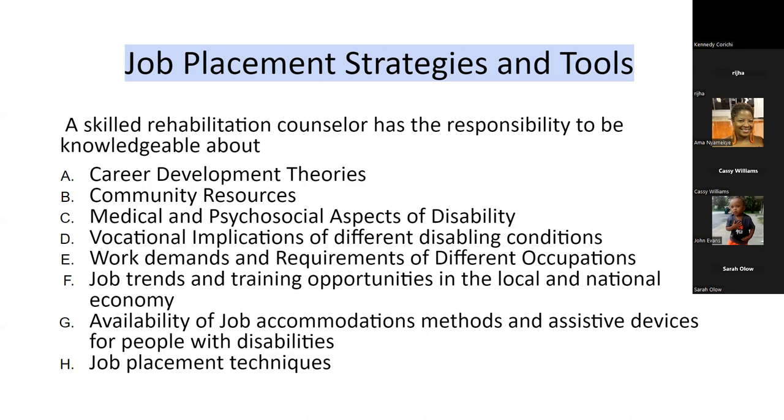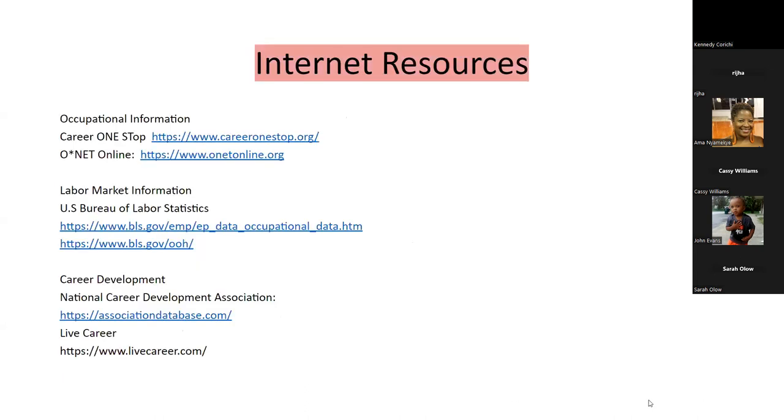Next slide. So I just listed all the internet resources that were mentioned in this chapter. Career OneStop, O*NET, very popular. Everybody uses that to see the different occupations. U.S. Bureau of Labor Statistics, Career Development, National Career Development Association, livecareer.com. And then the next two slides have a list of all the resources that we can use to help a person with a disability get into employment.